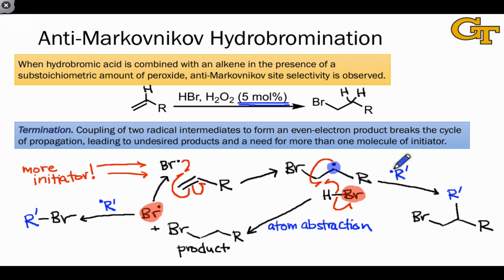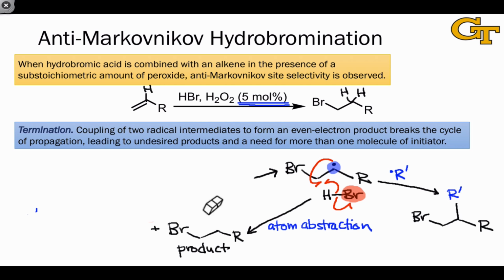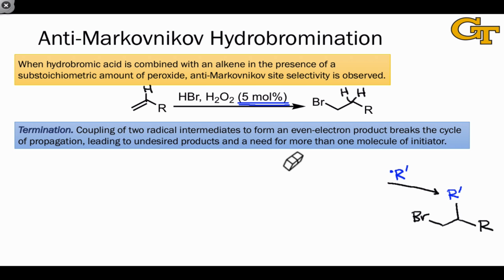What exactly do we mean by these R prime radicals? Well, these radicals are simply the radical intermediates of propagation. So to systematically draw the termination steps and termination products associated with the particular radical chain mechanism, we need only consider the radical intermediates involved in propagation. And here there are two, the bromine radical and this alkyl radical. By systematically considering all the ways that these radical intermediates can couple with each other, we can easily draw all of the expected products of termination.